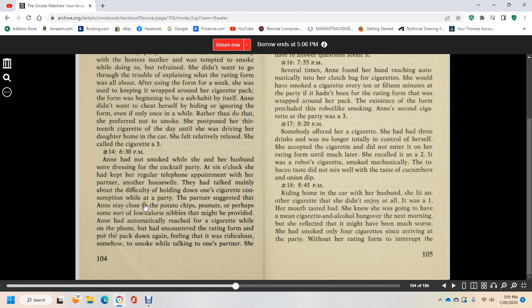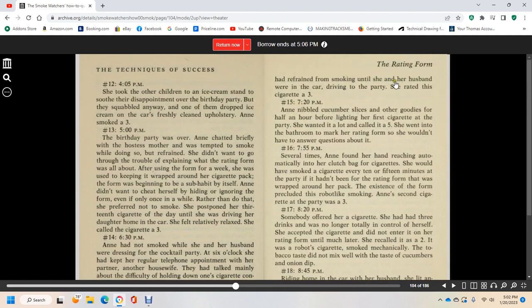The partner suggested that Anne stay close to the raw vegetables, potato chips, peanuts, and perhaps some sort of low-calorie nibbles that might be provided. Anne had automatically reached for a cigarette while on the phone, but encountered the rating form and put the pack down again, feeling that it was ridiculous somehow to smoke while talking to her partner. She refrained from smoking until she and her husband were in the car driving to the party. She rated the cigarette a 3.